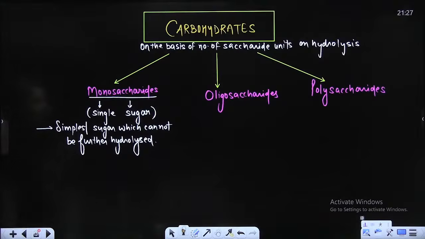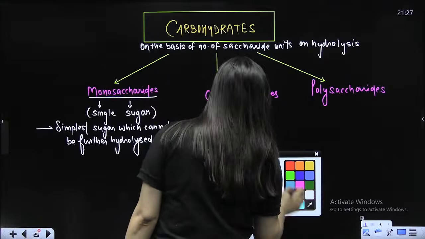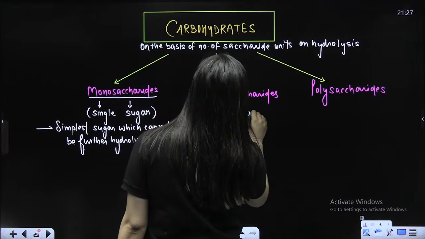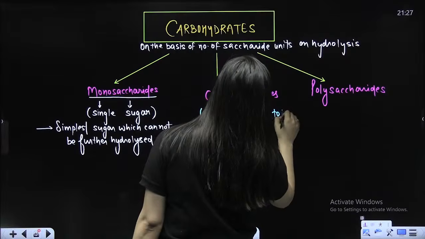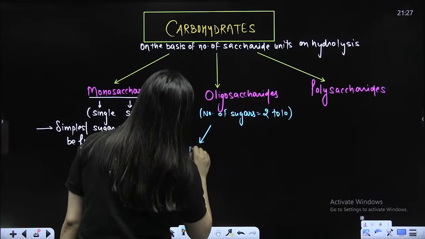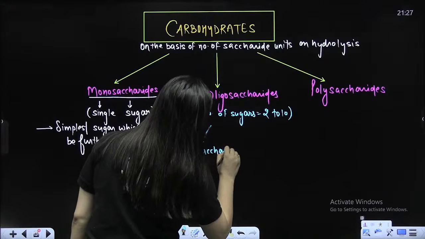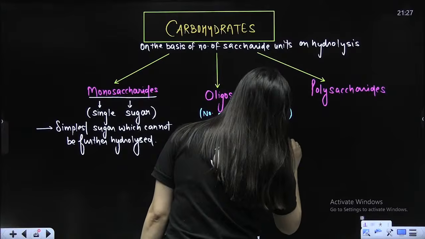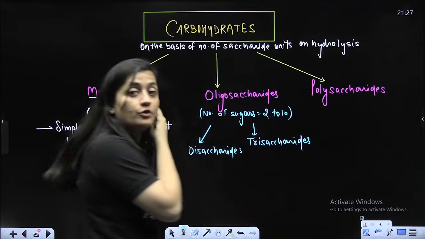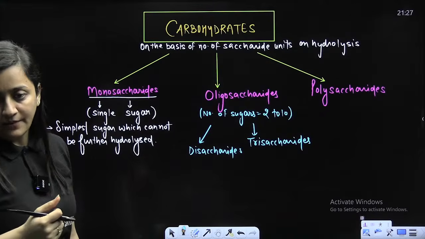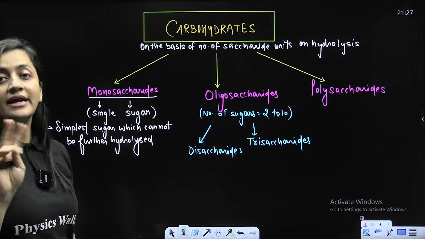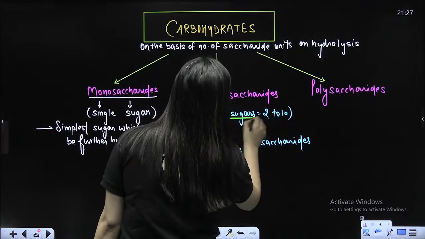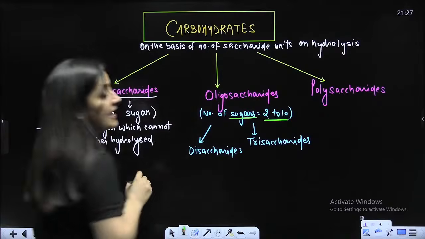Now in the oligosaccharides, in detail we will discuss that. The number of saccharides in oligosaccharides will be from 2 to 10. If 2 sugars are there, this is going to be disaccharides. If 3 sugars are there, trisaccharides, and so on. Oligosaccharide doesn't mean 2 saccharides. In oligosaccharides the number of saccharides can be from 2 to 10.